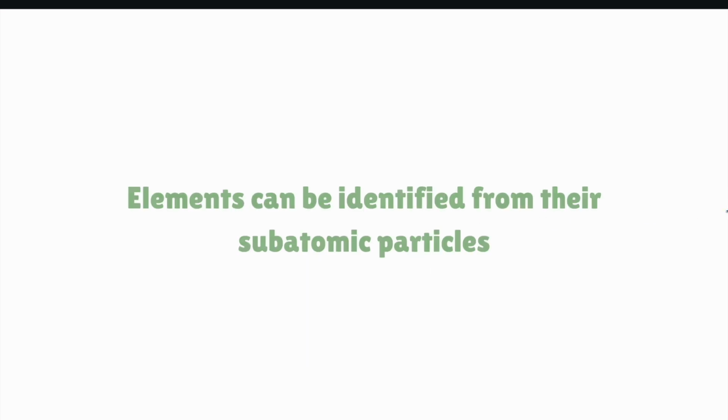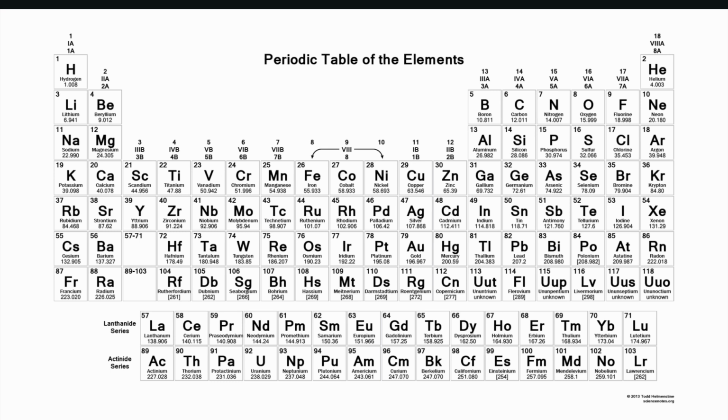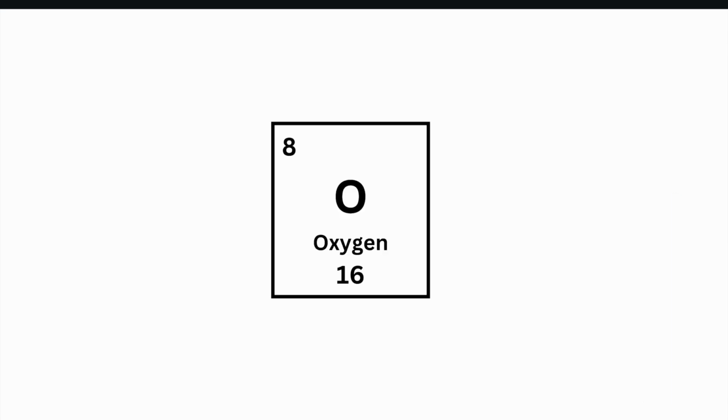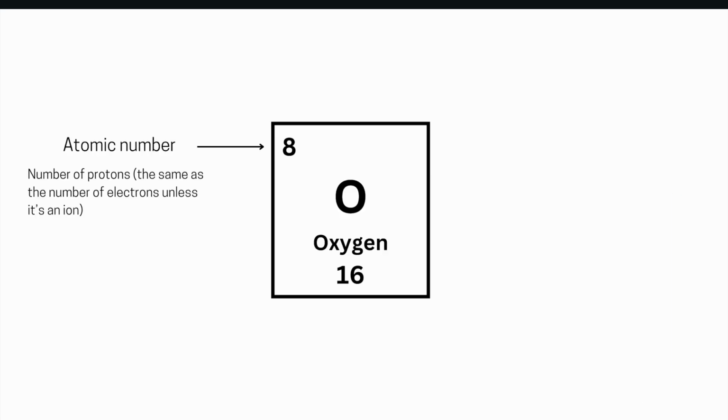Elements can be identified from their subatomic particles, and this is where the periodic table comes in. Here we can see all the different elements, and we can see that they have little numbers. So let's zoom in on one element and discuss exactly what these numbers mean. Let's choose oxygen. This 8 right here is the atomic number, and it represents the number of protons in an atom, and it is usually the same as the number of electrons unless the atom is an ion.